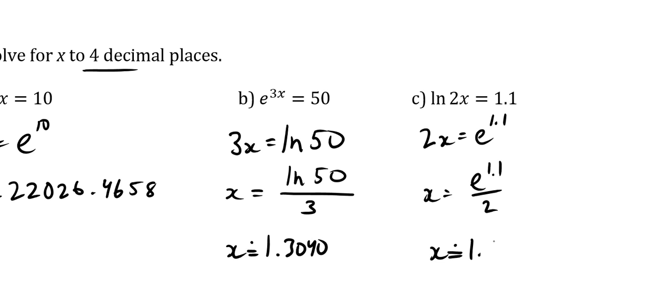I got 1.5021. Any questions about that? Got a couple more types here that we're going to take a look at.